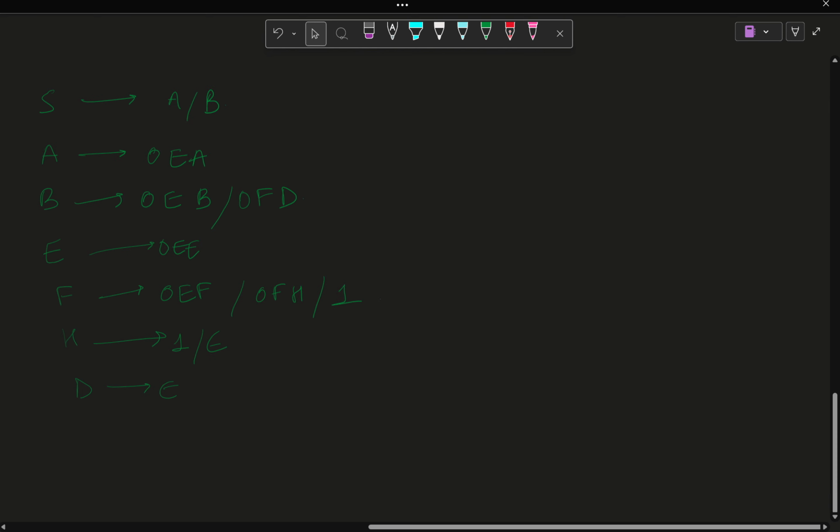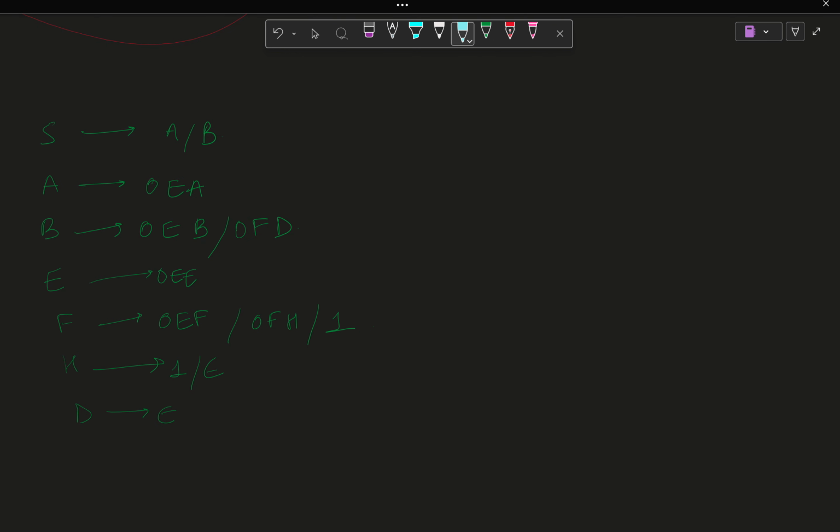Now let's simplify this by removing. How do we simplify grammar? Simplifying grammar is easy. We first remove null productions, then we remove unit productions, then we use lemma 1, and then we use lemma 2.